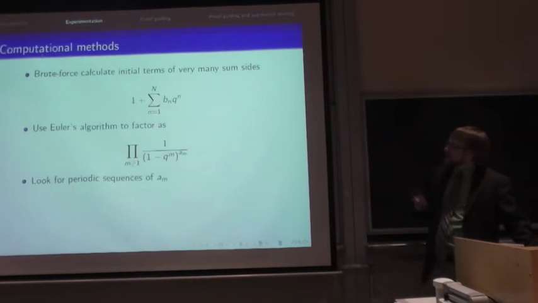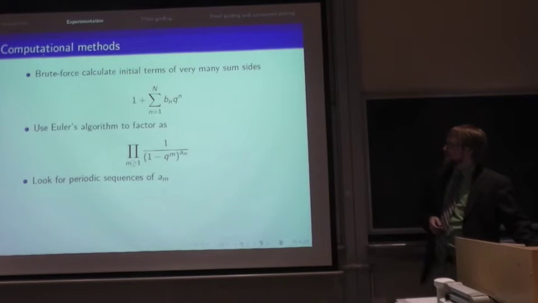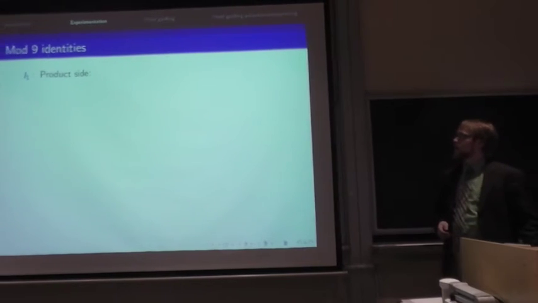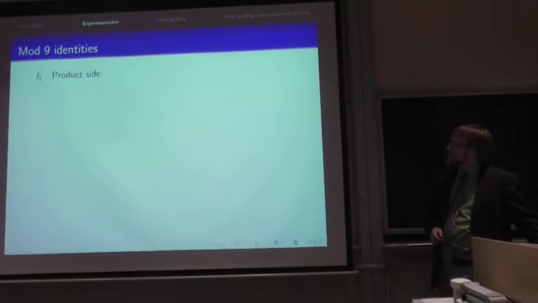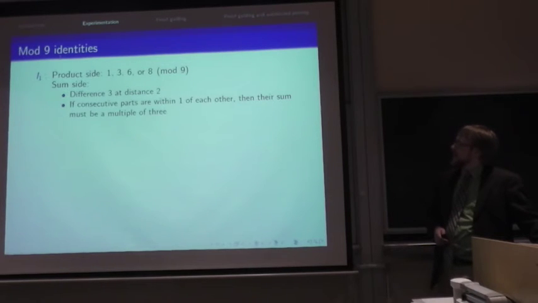After doing this a million times, or however many times it was, we managed to find some mod 9 identities that are new. Here the product side is 1, 3, 6, or 8 mod 9. The sum side has difference 3 at distance 2. We also have one where consecutive parts are within one of each other and their sum must be a multiple of 3. And then there are 2 more that are like this mod 9 identity.